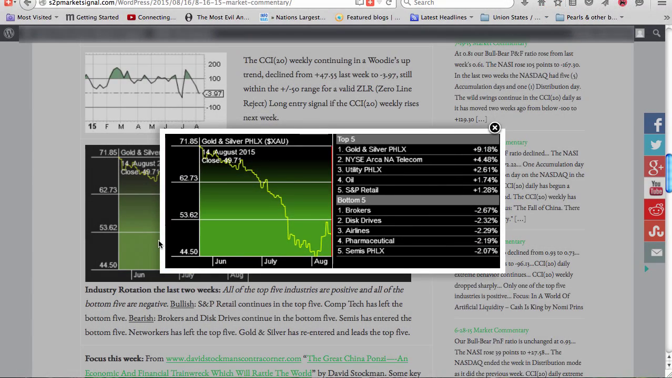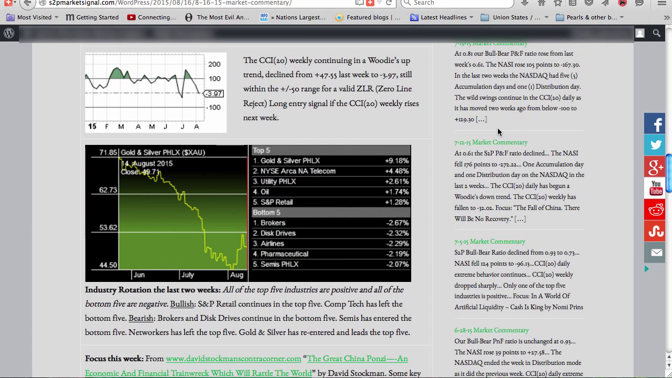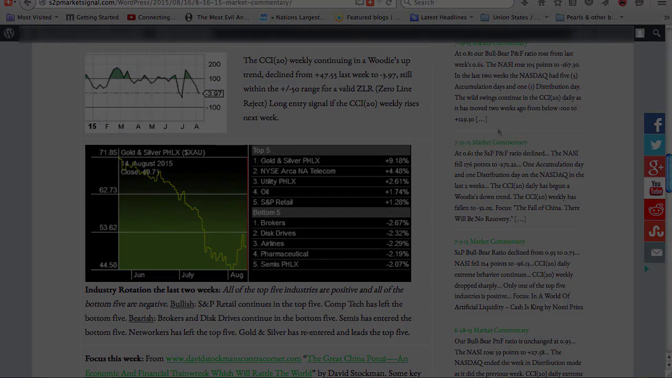Industry rotation the last 2 weeks. All of the top 5 industries are positive, and all of the bottom 5 are negative. Bullish S&P Retail continues in the top 5. Comp Tech has left the bottom 5. Bearish brokers and disk drives continue in the bottom 5. Semis has entered the bottom 5. Networkers has left the top 5. Gold and silver has re-entered and leads the top 5.